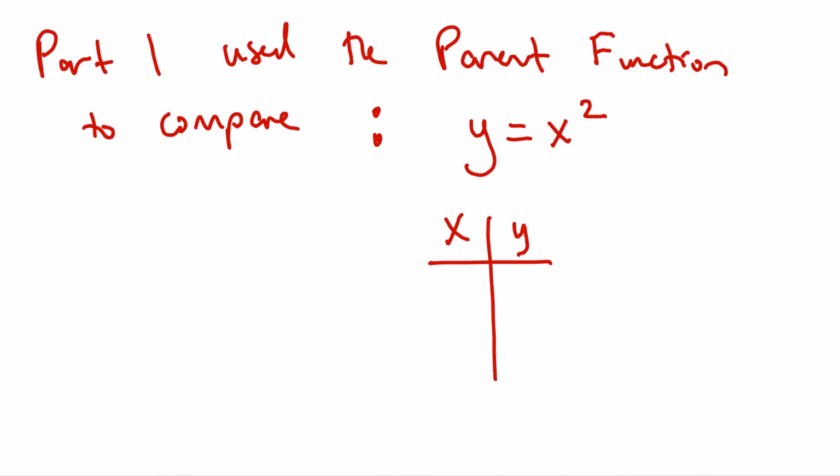Part 1, use the parent function to compare. Remember, we put a dotted U on everything. So we use -2, -1, 0, 1, and 2. And the parent function is just y equals x squared. So if I plug -2 in, I would get 4, then 1, then 0, 1, and 4. I'm going to use this same XY chart for every single one. It's just like I'm putting 2 problems on one just to compare.